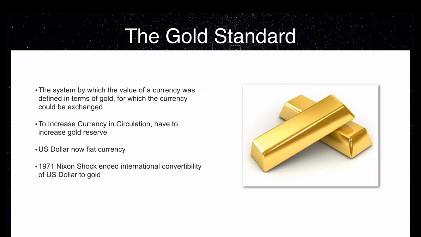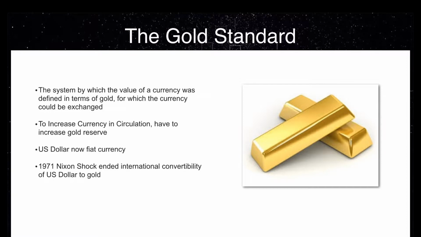So anyways, going back further into history, I'm going to talk about the gold standard and how the US dollar used to be on the gold standard. What the gold standard is, is basically a value of currency which is defined in terms of gold. It's saying that a certain amount of US dollars is worth this much amount of gold. For example, if the US wanted to increase its currency in circulation, you would have to increase the gold reserves that back it. Obviously, that's not the case anymore.